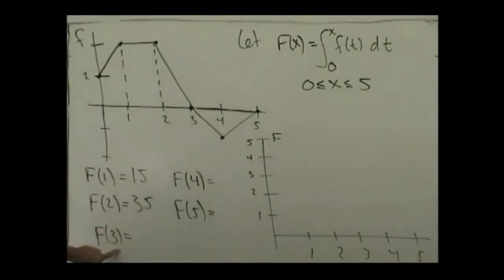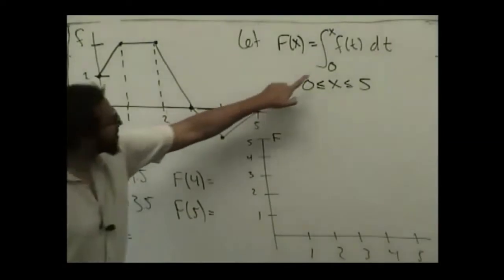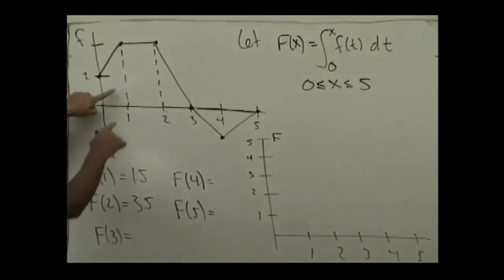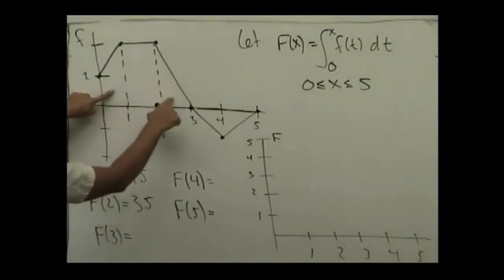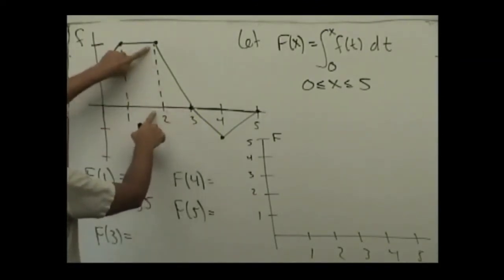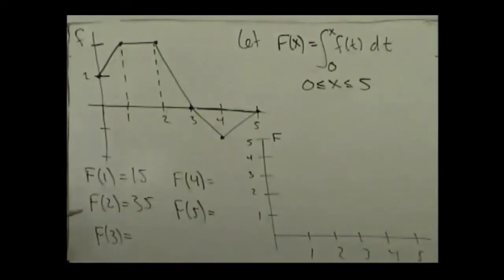And now capital F of 3, that's the integral from 0 to 3. So that's the area under the curve from 0 to 3. So all we need to do now is to add the area of this triangle. So that's 1/2 the base times the height. So that's just going to be a 1. So now I know capital F of 3 is 4.5.